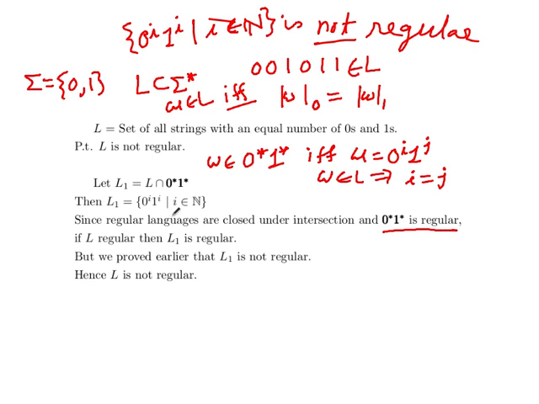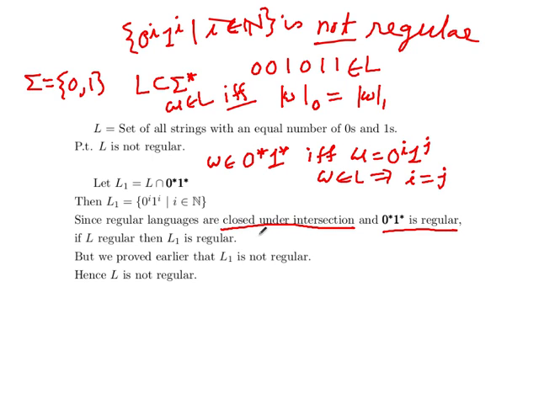And now, if L is regular, then we know that the intersection of two regular languages is regular. So if L is regular, then this intersection L1 will also be regular. This follows from the closure under intersection for regular languages, right? Regular languages are closed under intersection. So L1 is regular if L is regular.